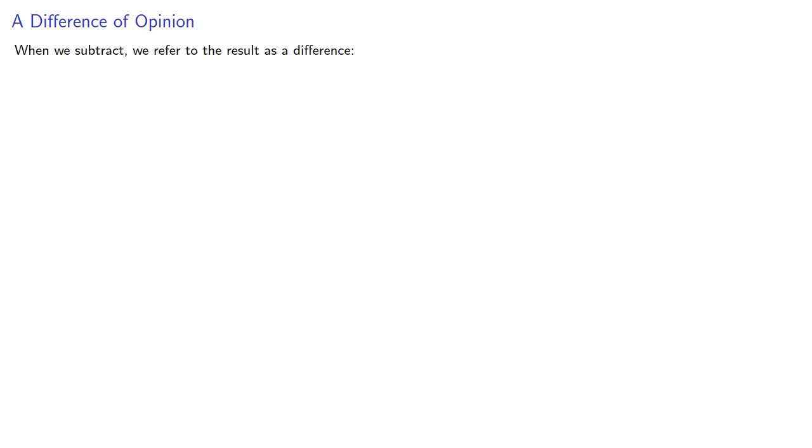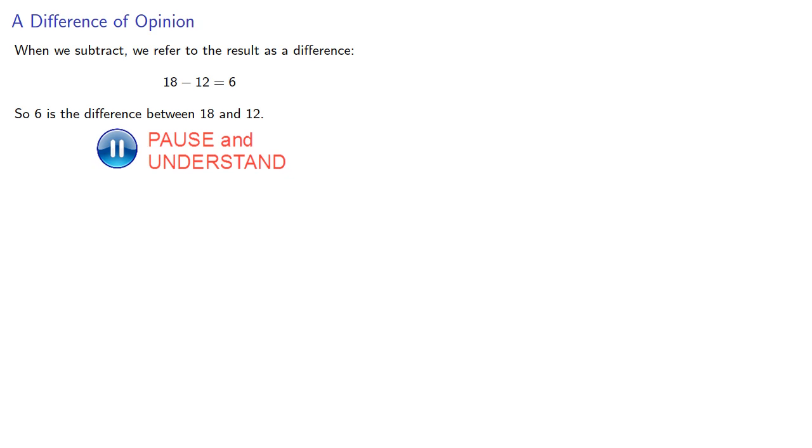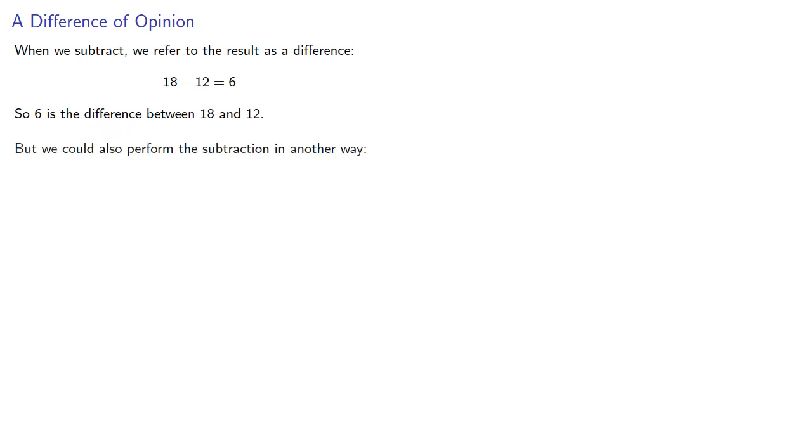The problem is that when we subtract, we refer to the result as a difference. So 18 minus 12 is 6, and so we say 6 is the difference between 18 and 12. But we could also perform the subtraction in another way. 12 minus 18 is negative 6. So we could say that negative 6 is the difference between 12 and 18.